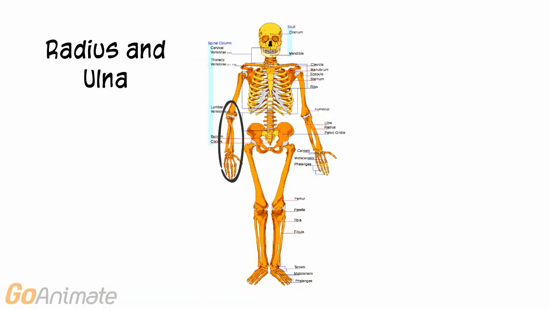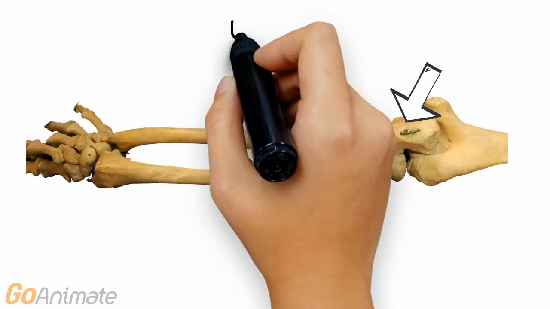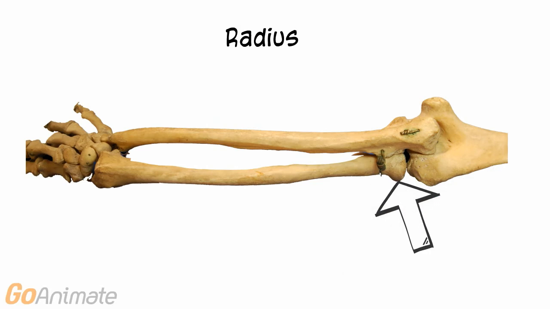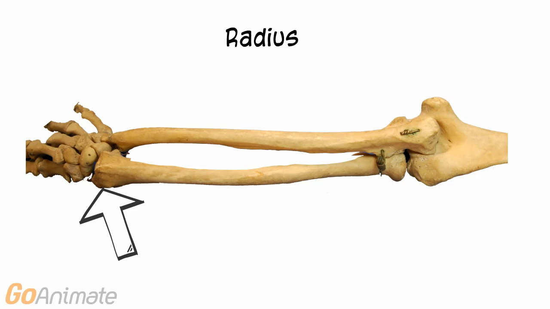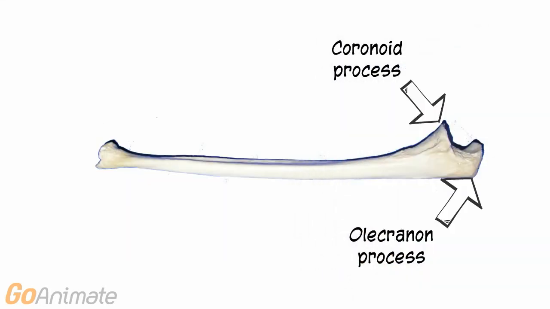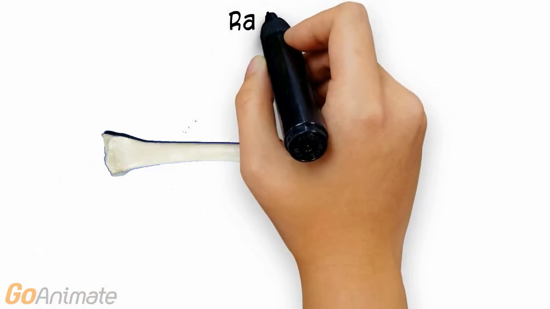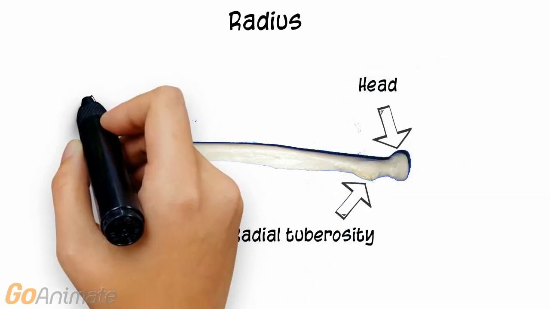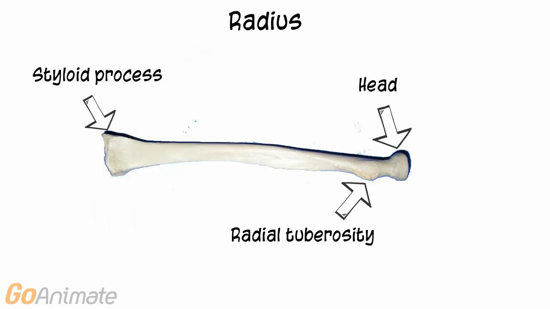Let's look at the ulna and radius next, which make up the forearm or antebrachium. Here is the ulna. Here is the radius. Some landmarks on the ulna include the olecranon process or elbow and the distal styloid process. Some landmarks on the radius include the head, radial tuberosity, and styloid process.